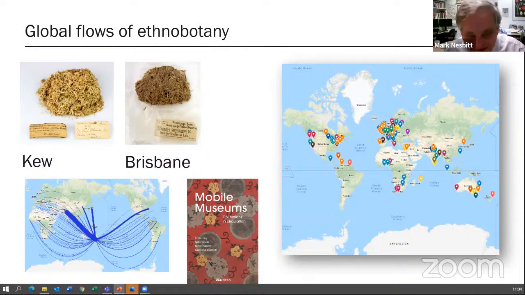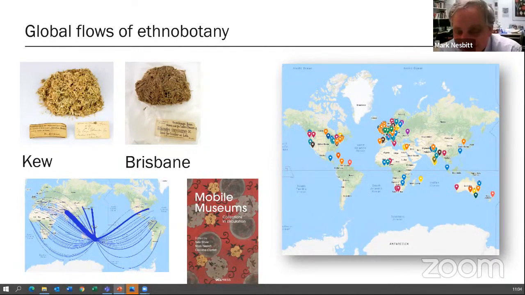So though the map shows the flow of material directly from India, it's an indirect journey to Britain and then back to Australia. But there are similar flows of material from South America, from North America, from West Africa, and so on. So this is all part of a way of sharing knowledge. So a really important role of botany in the 18th and 19th century is mapping the natural resources of the world, making those available for exploitation.